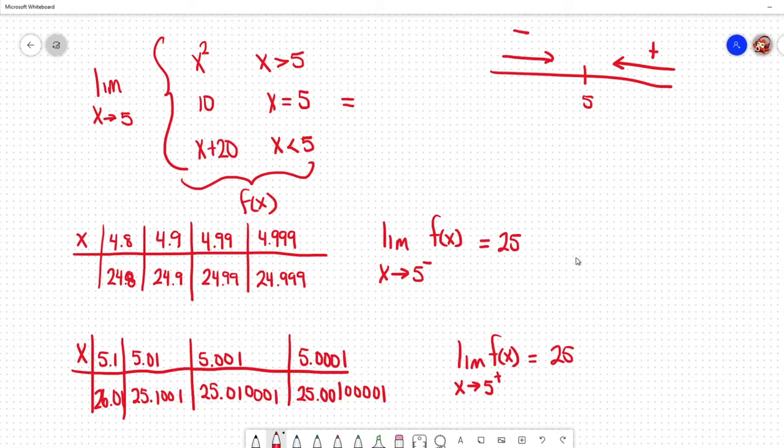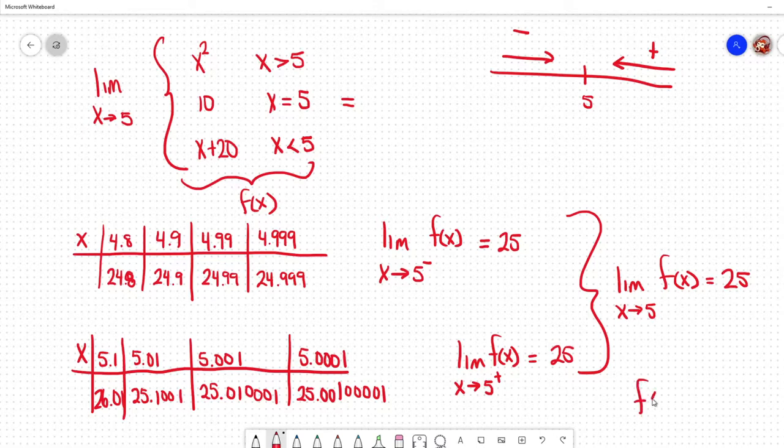That means the limit exists, and I would then say that the limit as we approach 5 of this piecewise function is 25. Now, just to make a quick comparison, remember that in our first example, we had said, well, why couldn't we just plug in the number from the beginning? It was the same. Well, what would it have been here in this case? What is f of 5 according to this function? Well, if you plugged in 5, you would have said the answer was 10. So you see here that these two are not the same.